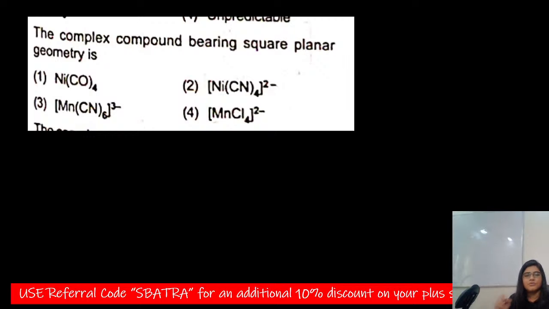There is no need to write down the electronic structures and no need to fill electrons. So you have 5 seconds. All of you, please give your answers. The complex compound bearing square planar geometry.